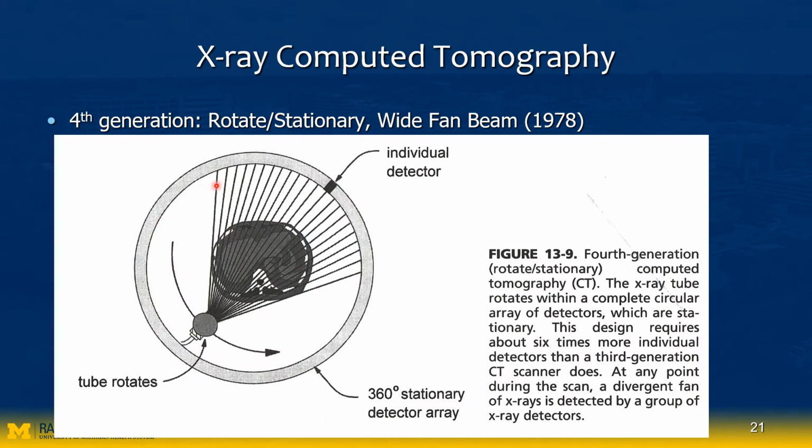The fourth generation CT scanner is called rotate and stationary with a wide fan beam. It's very similar. The only difference is that instead of a detector array, it is actually a ring of detector arrays. So this is stationary. Your detector is stationary, and the only thing that rotates is the radiation source. So it's mechanically more stable maybe, but again at this point it was limited to one full rotation, and then it has to come back for the next rotation.